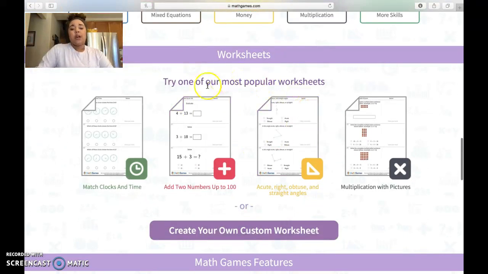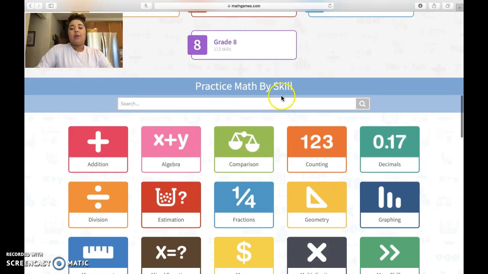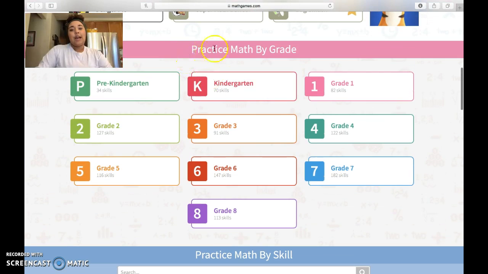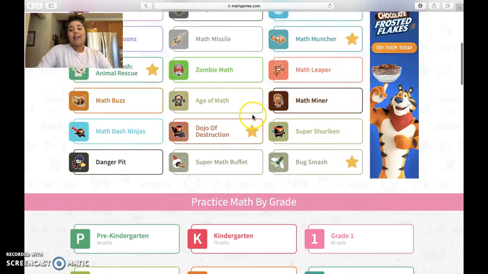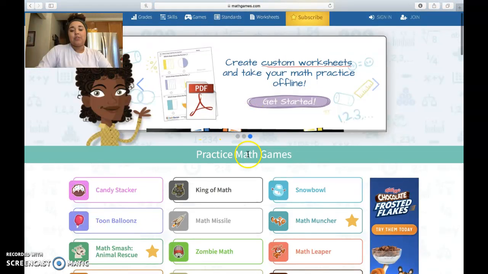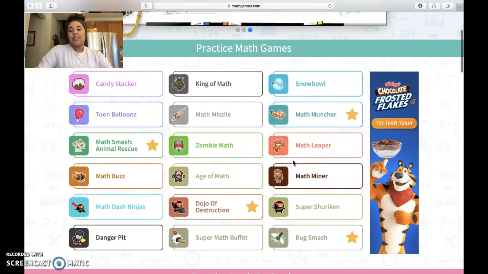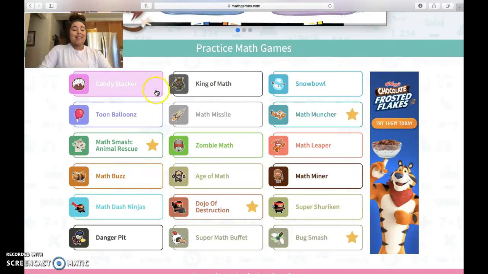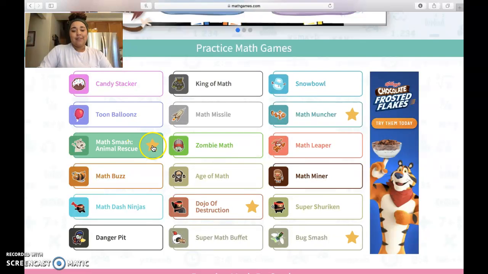So we're not going to worry about the worksheets right now, and we're not going to worry about the practice by math skill. Right now what we're going to focus on is the practice math by grade and the practice math by games. So the first thing you're going to do is have fun, right? So of course you guys want to play games. So let me show you guys an example of a game. So Candy Stacker is one of my favorites.